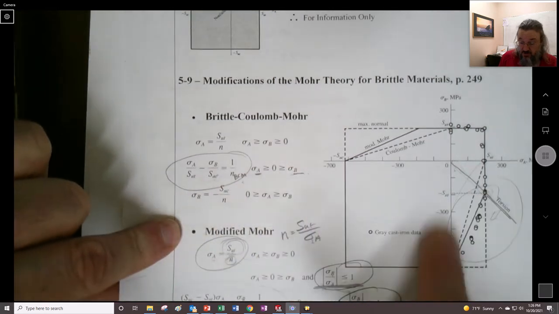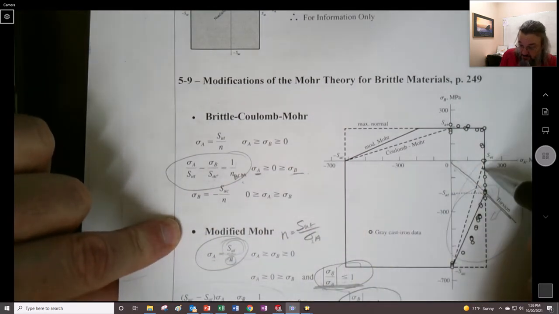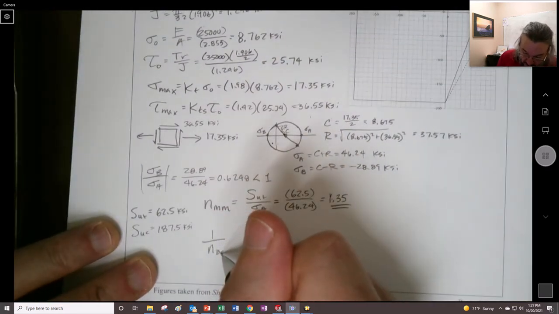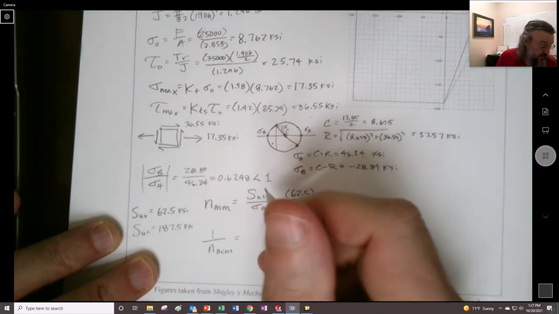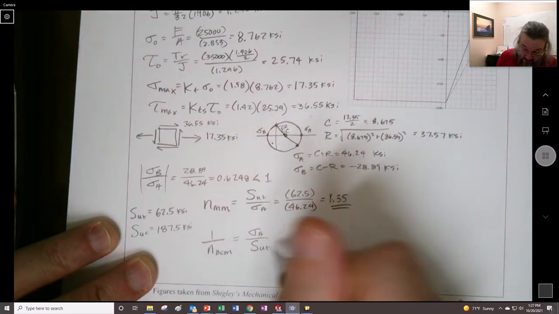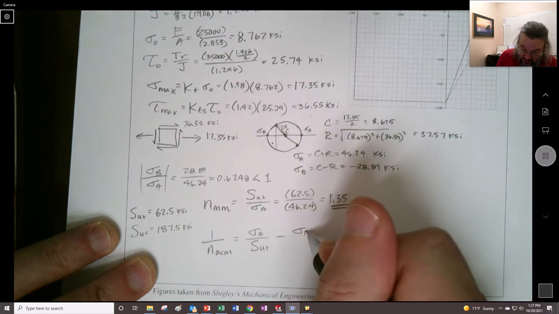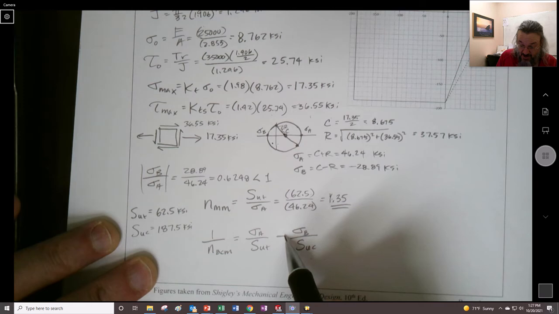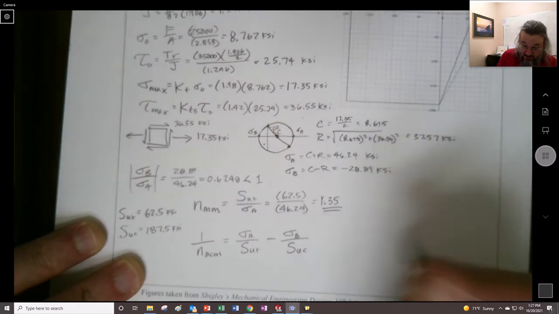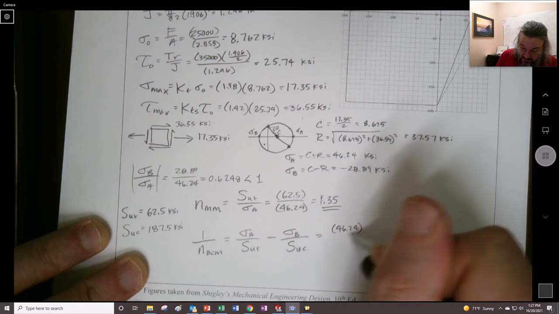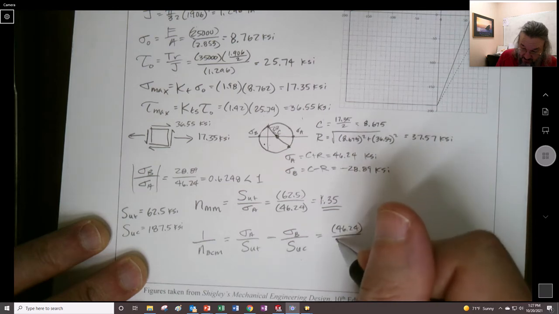But now for the brittle Coulomb-Mohr, we're going to use this equation right here, because we're in this quadrant, so that's correct. But now we're using the dashed line right there, which is what we're really referencing. And that's the brittle Coulomb-Mohr. So we have sigma A divided by the tensile ultimate strength, minus sigma B divided by the compression ultimate strength. Remember that minus is because that's minus right there, right? So actually subtract them.